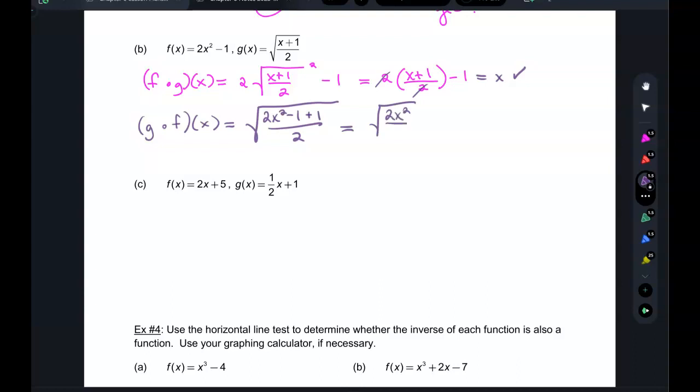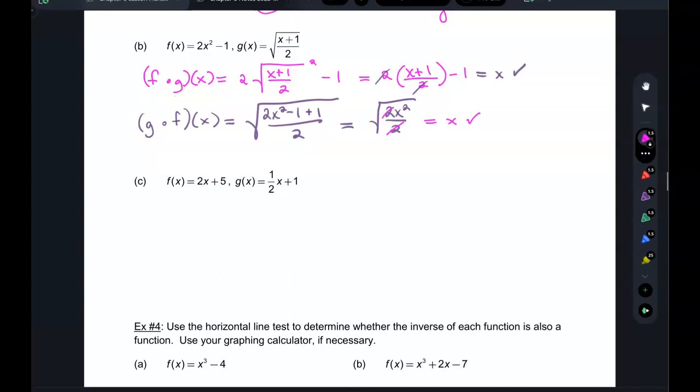Okay, what happens here? We get 2x squared over 2. The 2's cancel. There we go. Okay. How about the last one here? There's no way that works. No chance. What do you get? Let's see, f of g of x. So 2. It doesn't work. You can tell, you look at it. If you multiply it by 2, it doesn't equal what the other one was.